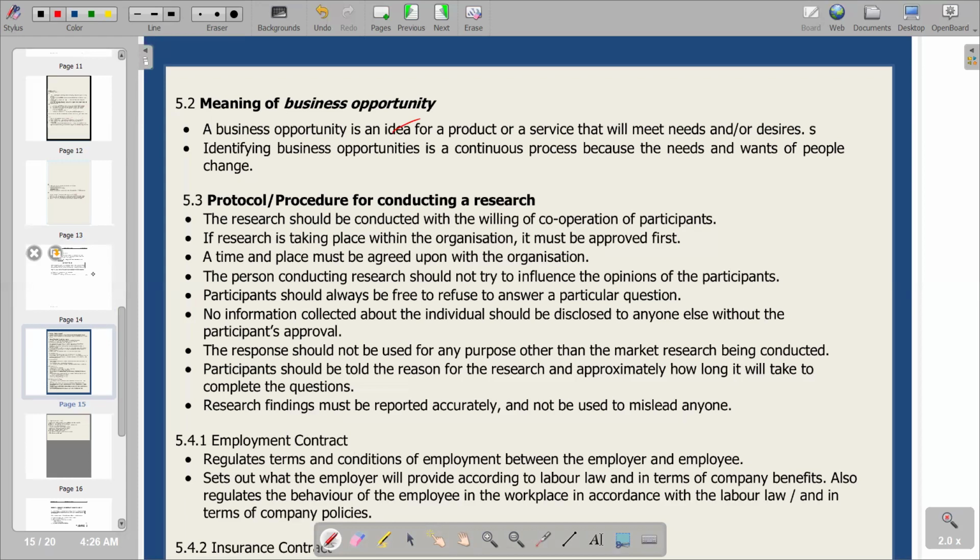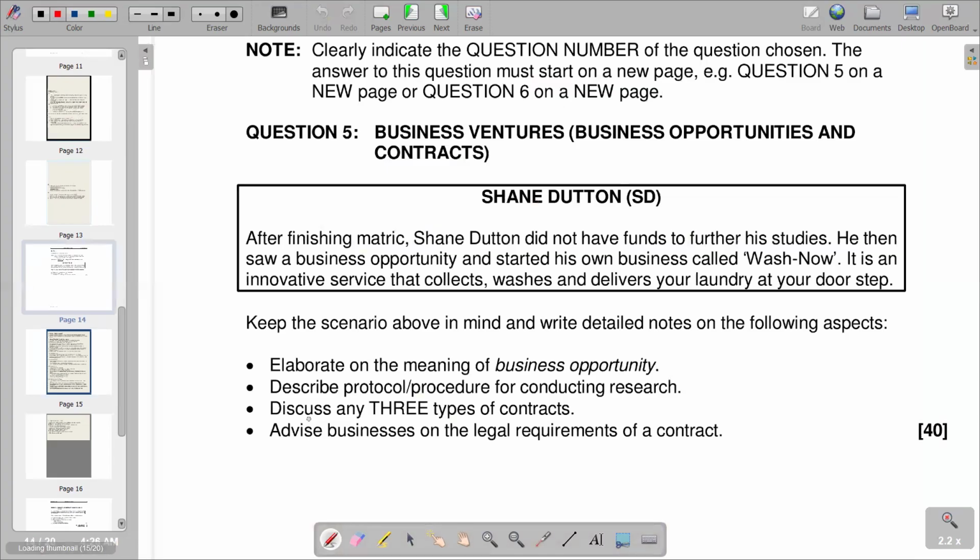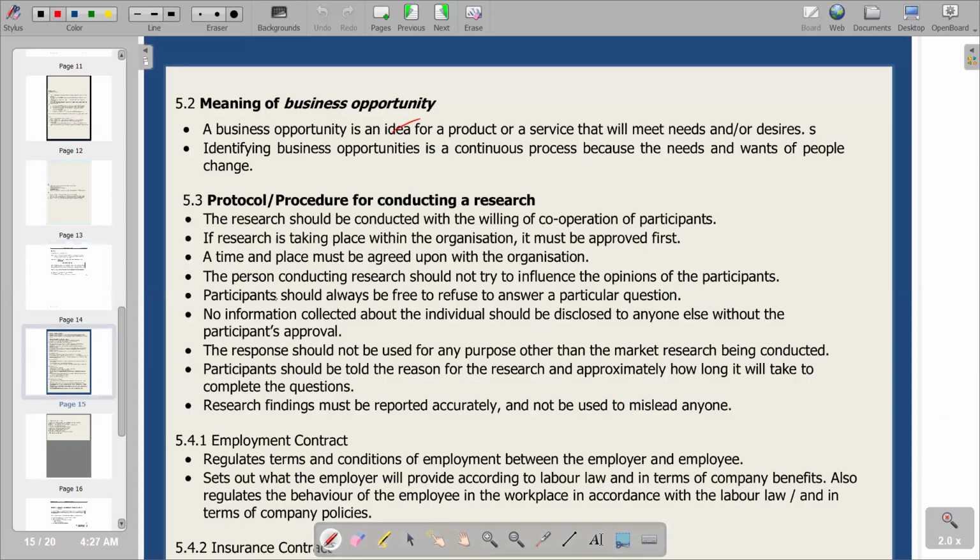On the second point, it reads: describe the protocol or procedure for conducting a research. So what is the procedure for conducting a research? Remember, research on its own is a systematic investigation into the study of materials and sources in order to establish facts and reach new conclusions. That's the description of research. The second point is to describe the procedure of conducting a research. Those are the steps we have.